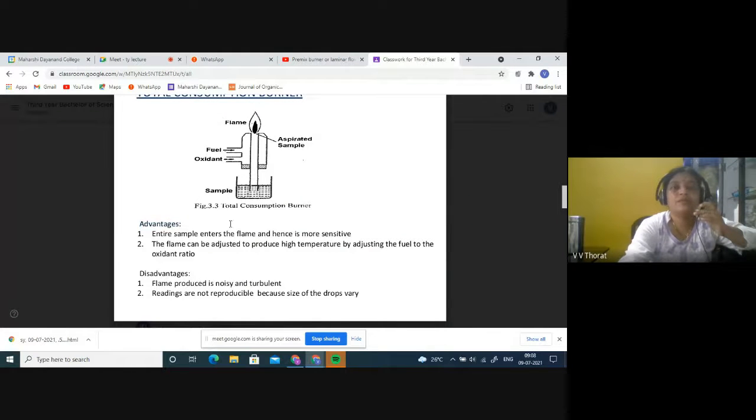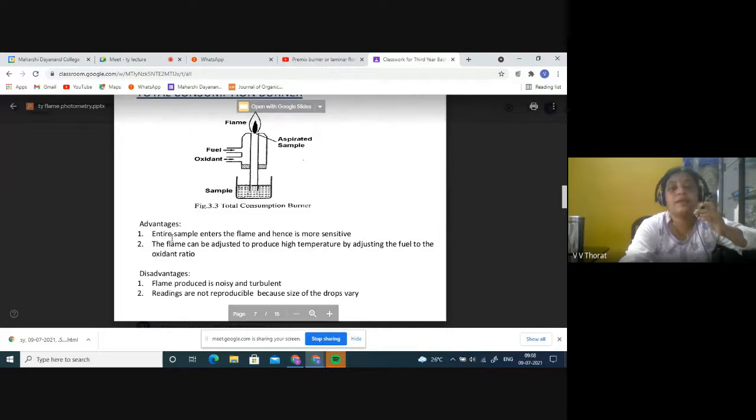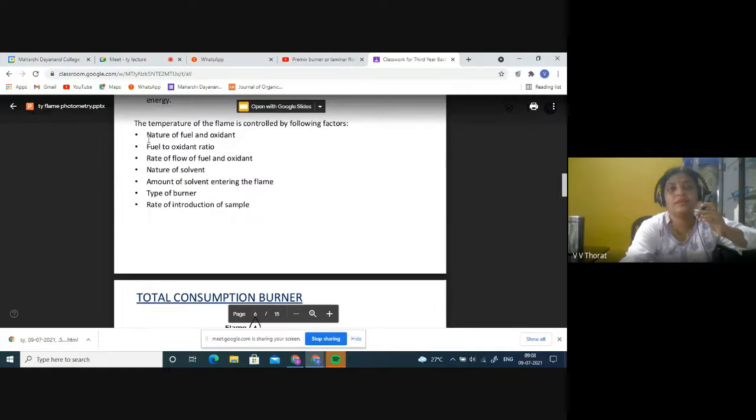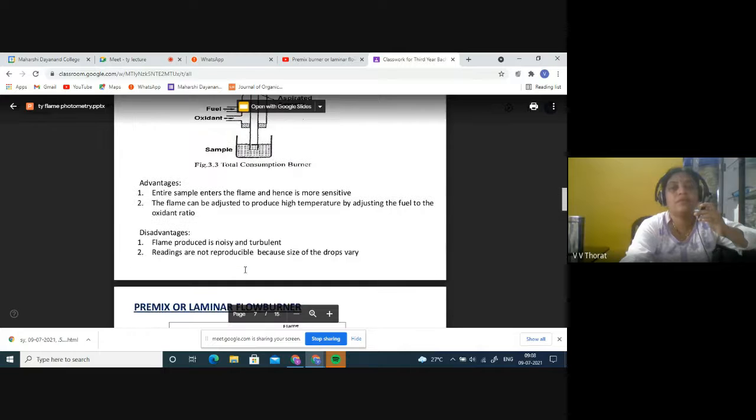So, what are the advantages of the total consumption burner? The entire sample enters into the flame, so it is more sensitive. You will understand the significance of this statement when you do the second burner. All the sample enters the flame, so it is more sensitive. And the flame temperature can be adjusted by adjusting the fuel to the oxidant ratio. Here we have seen flame temperature depends upon many factors. So flame temperature can be adjusted by adjusting the nature of the flame and the fuel to the oxidant ratio.